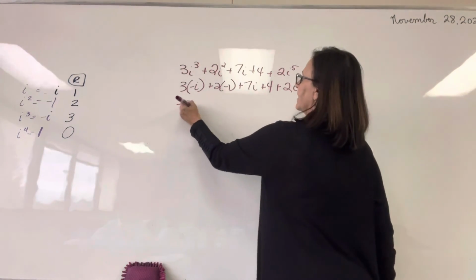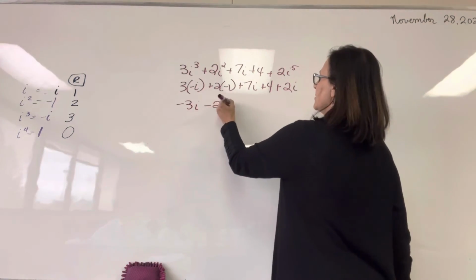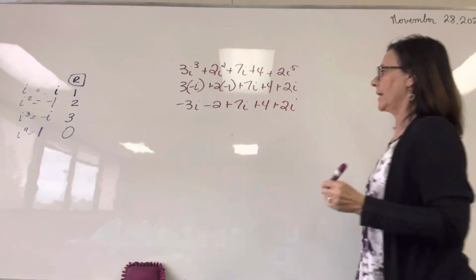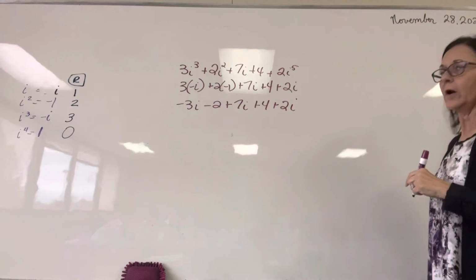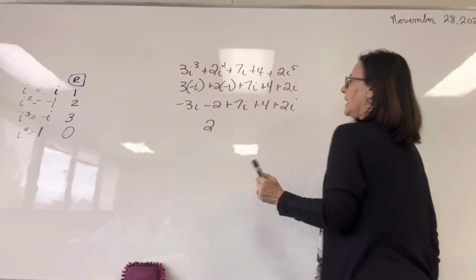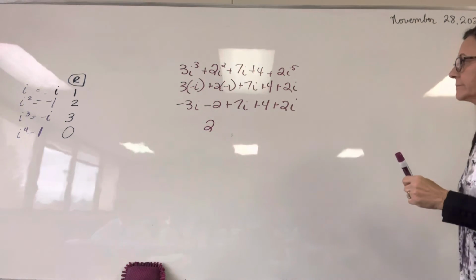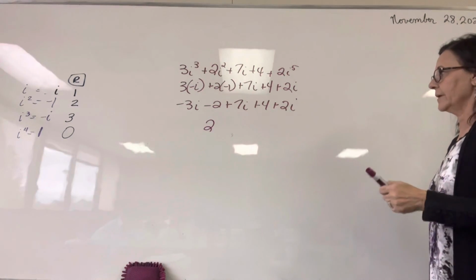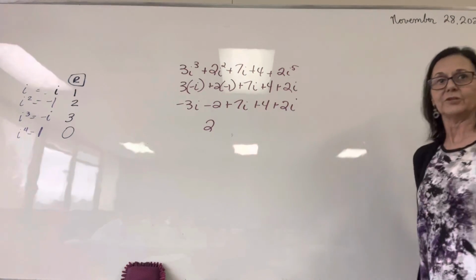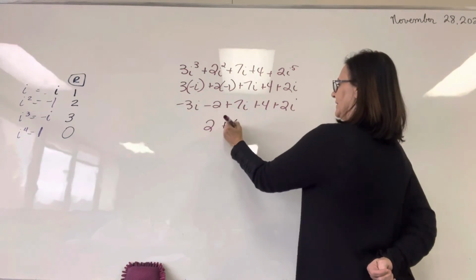All right, so this is negative 3i minus 2 plus 7i plus 4 plus 2i. We add our reals, negative 2 and 4. Oh, sorry, 2. Negative 3i plus 7i is 4i, plus 2i is 6i. So it's 2 plus 6i.